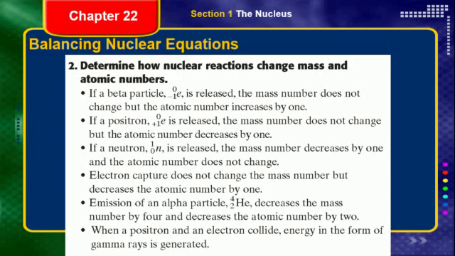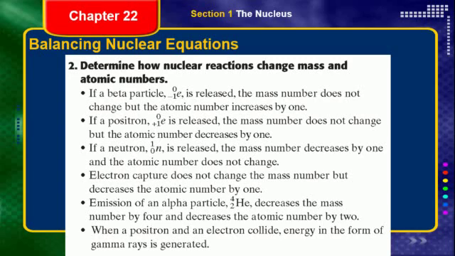Continuing to look at balancing nuclear equations, we want to determine how nuclear reactions change mass and atomic numbers. There are a couple of different types of things that we're going to see and use to help us balance these types of equations. There's a beta particle. If a beta particle is released, we represent it by e sub -1 super 0. This is essentially an electron. It has no mass. Notice the mass number is 0, and it has a negative charge.